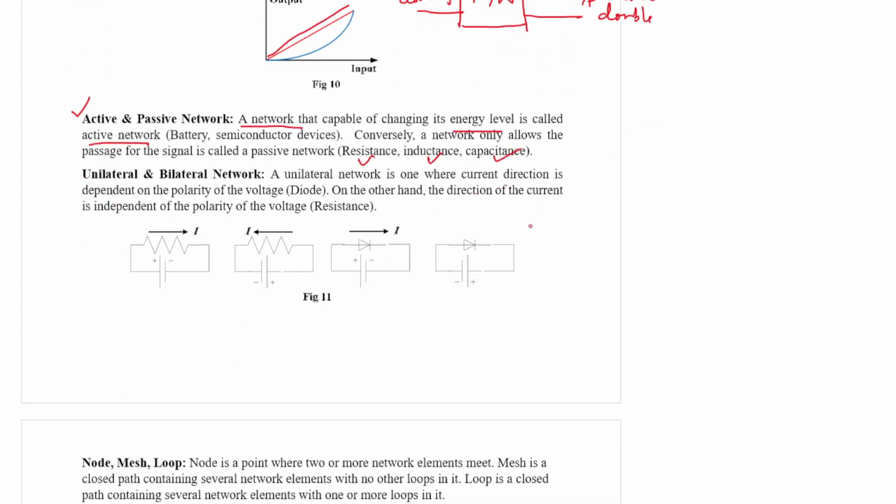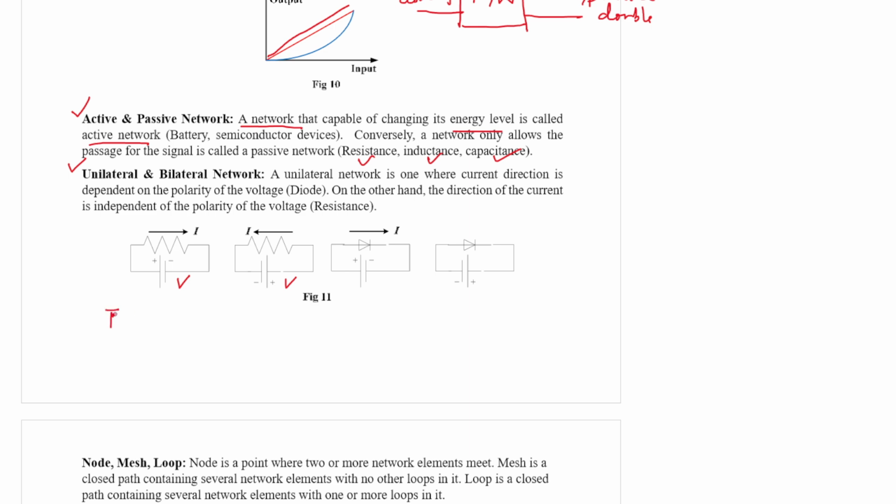Now the next item is called unilateral and bilateral network. Very important. Let us consider this diagram, figure 11. Let us say this is a resistance. If you connect a battery in this fashion, and then connect the battery in the reverse polarity, for both cases a current will be flowing through that resistance. That means the current is independent of the polarity of the potential.